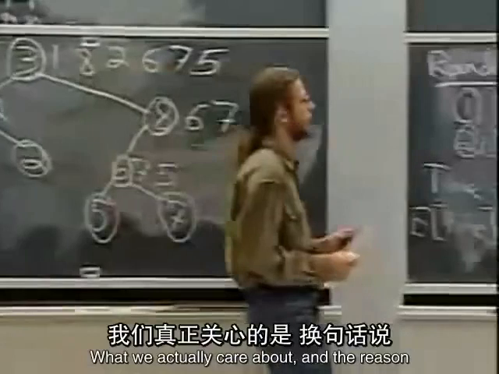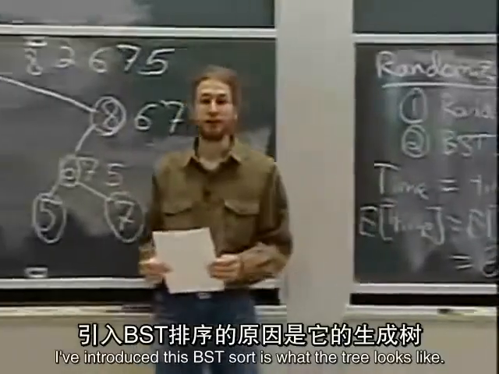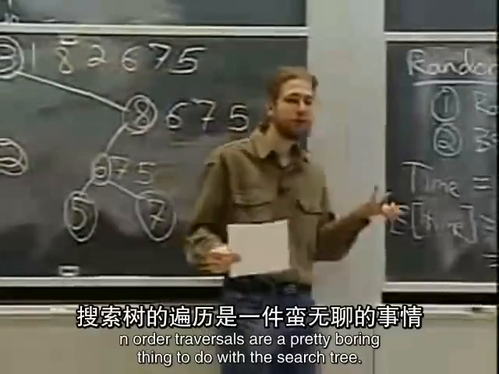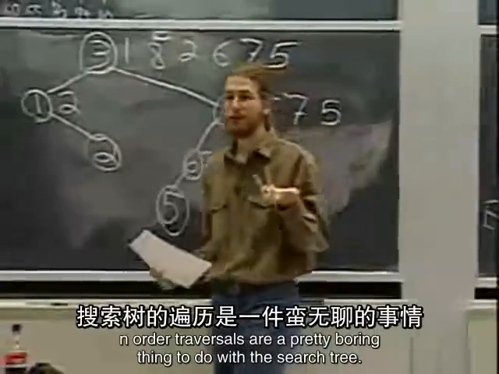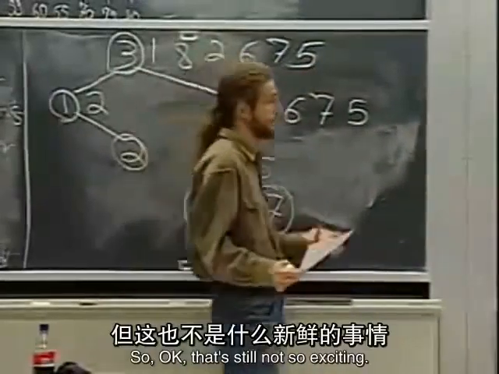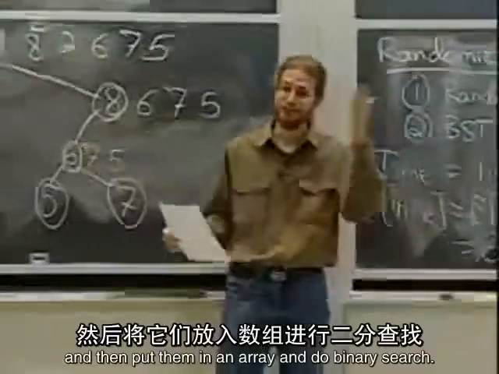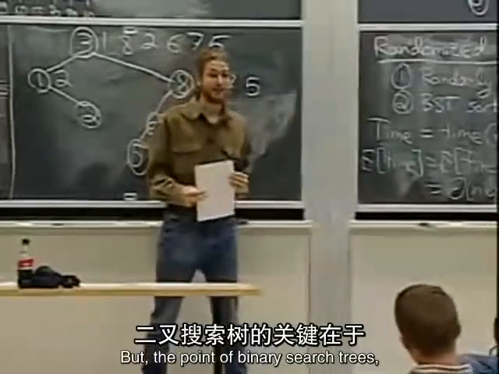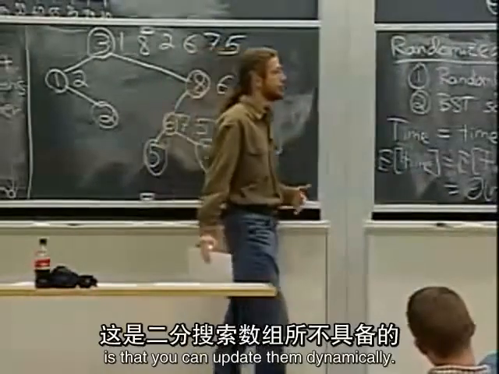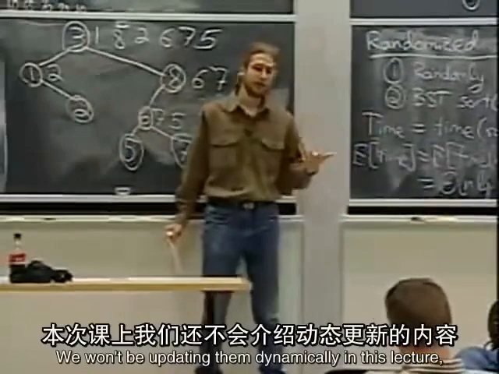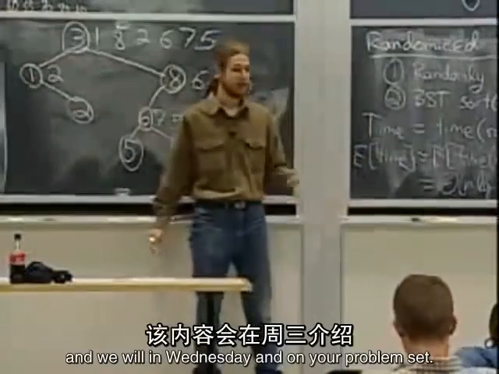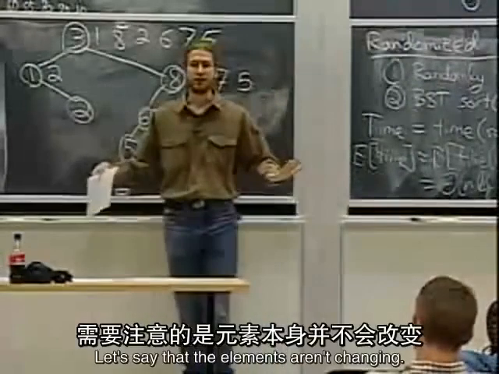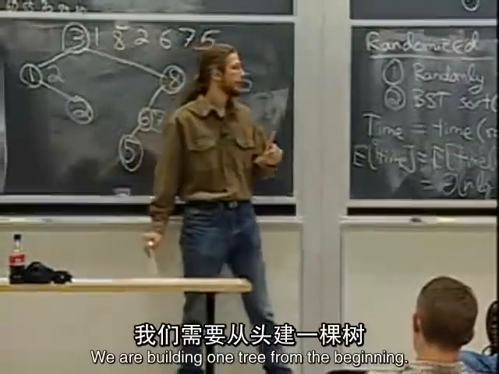What we actually care about, and the reason I've introduced this BST sort, is what the tree looks like. What we really want is that search tree. The search tree can do more than sort. In-order traversal is a pretty boring thing to do with the search tree. You can search in a search tree. So, okay, that's still not so exciting. You could sort the elements and then put them in an array and do binary search. But the point of binary search trees instead of binary search arrays is that you can update them dynamically. We won't be updating them dynamically in this lecture, but we will on Wednesday and on your problem set. For now, it's just a warm-up. Let's say that the elements aren't changing. We're building one tree from the beginning.